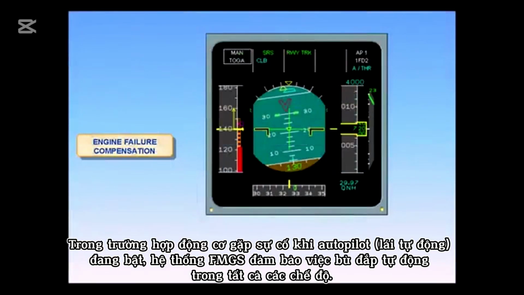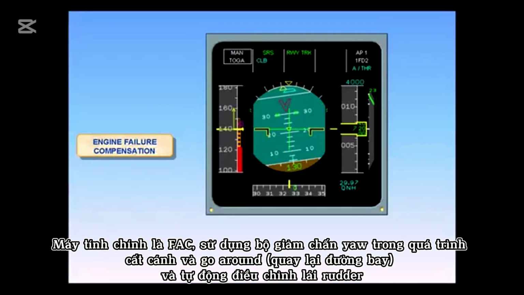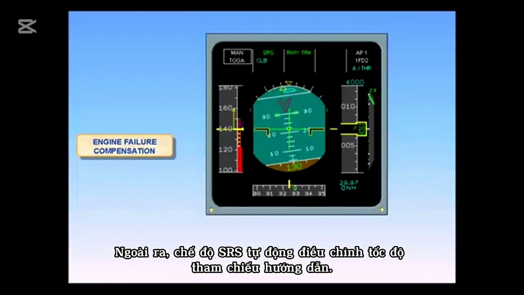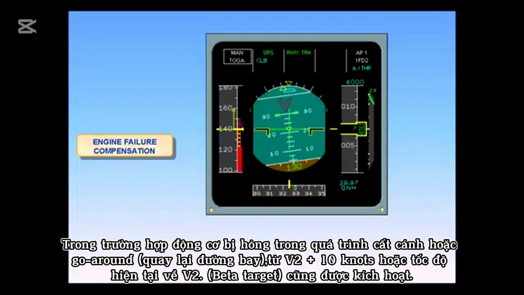In case of an engine failure with the autopilot on, the FMGS ensures automatic compensation in all modes. The primary computer is the FAC. Using the yaw damper during takeoff and go-around, and automatic rudder trim in all other phases, the FACs will attempt to maintain a zero roll rate. Also, the SRS pitch mode automatically adjusts the reference target guidance speed in case of an engine failure at takeoff or go-around, from V2 plus 10 knots, or existing speed to V2.